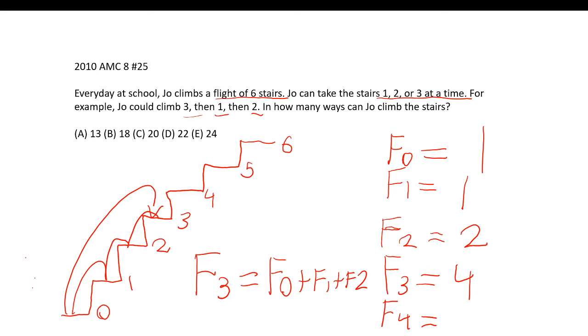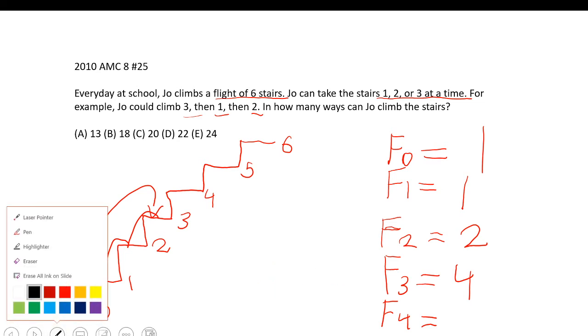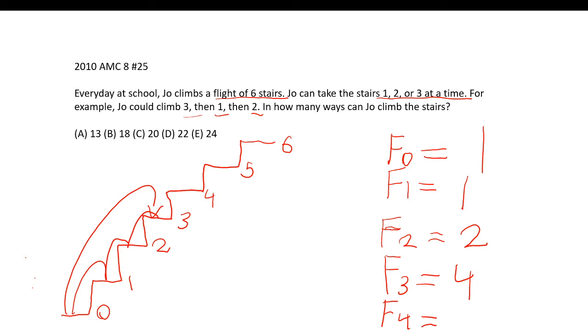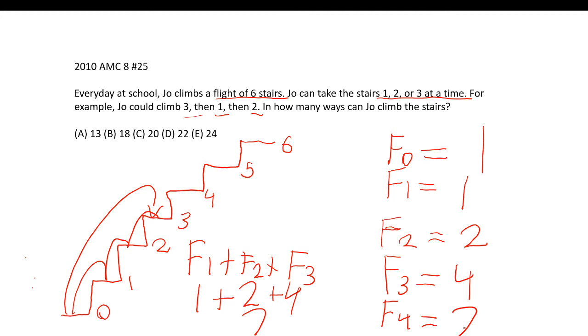So, let's move forward. Obviously, F4 is going to be, since we're taking 3 steps, F3 plus F2 plus F1. So we have F1 plus F2 plus F3, which F1 is 1, F2 is 2, and F3 is 4. 1 plus 2 is 3, 3 plus 4 is 7, and for F4 we have 7 choices.